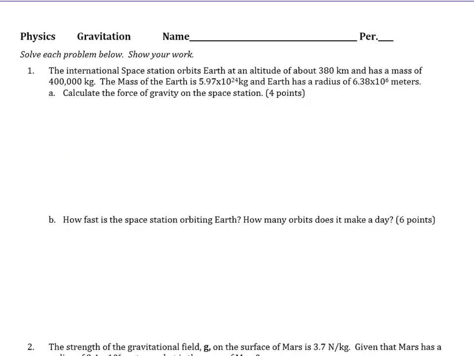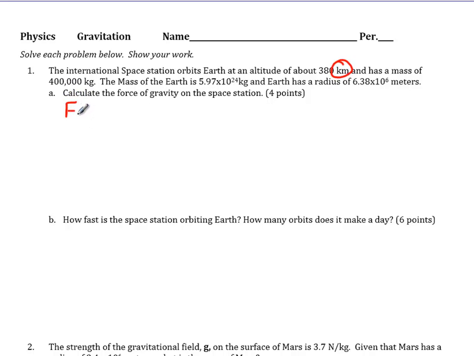Alright, the International Space Station orbits Earth at an altitude of 380 kilometers. Watch your units on that. We need to be in meters. It has a mass of 4,000 kilograms. The mass of Earth is 5.97 times 10 to the 24th. Usually it's somewhere between 5.97 times 10 to the 24th and 6 times 10 to the 24th kilograms. Doesn't really matter. And Earth has a radius of 6.38 times 10 to the 6th meters. So that unit is good.